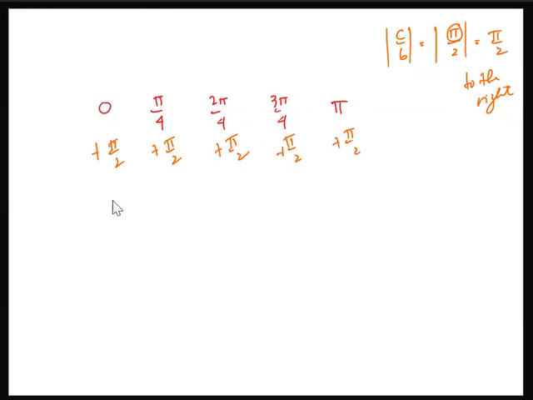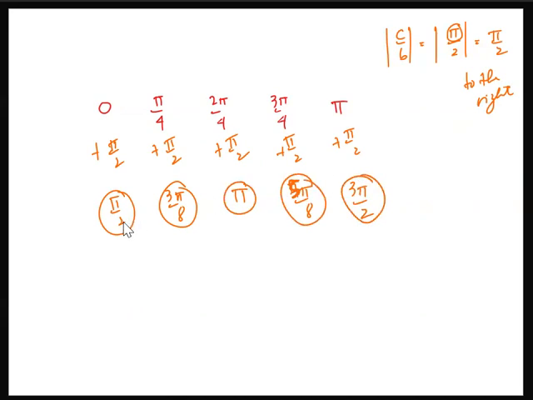Okay, so that's going to be, we have pi over 2, and then pi over 4 plus pi over 2 will be 3 pi over 4. And then 2 pi over 4 is pi over 2, so pi over 2 plus pi over 2 is pi. And then 3 pi over 4 plus pi over 2 is 5 pi over 4. And then pi plus pi over 2 is 3 pi over 2. So that means the 5 points must be plotted on these x values.